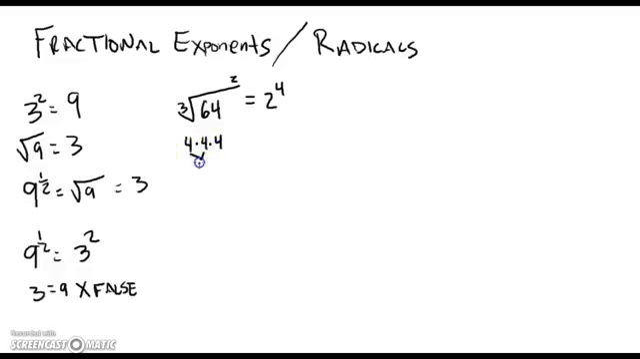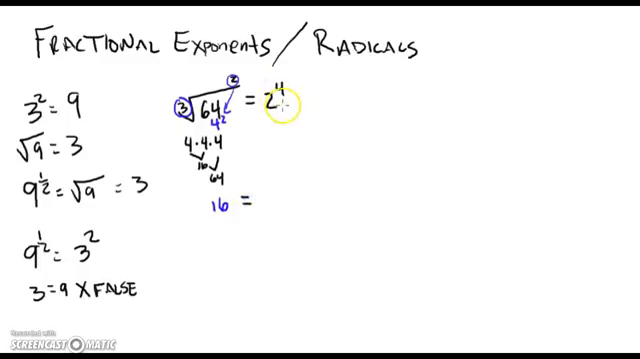4 times 4 is 16. 16 times 4 is 64. So the cubed root of 64 is going to be 4. Then we have to square it still. We need to bring this squared down, and we get 4 squared. So this whole idea simplified is 4 squared, which is 16. So that is our left-hand side.